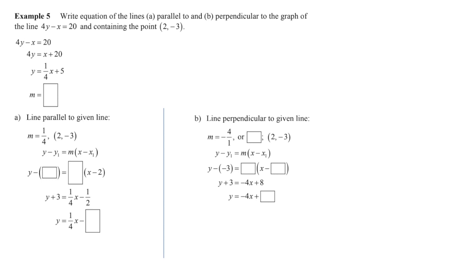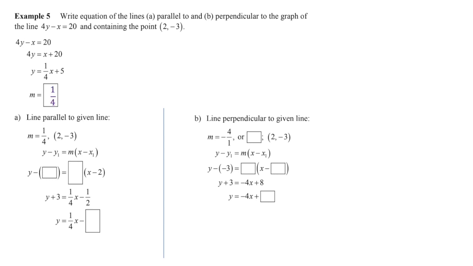Let's write the equation of lines that are parallel to, perpendicular to the graph of the line 4y minus x is 20, but yet contains the point 2, negative 3. Just like previous pieces, in order to do this, we're going to need to first determine what is our slope. So to determine the slope, again, we're going to solve for y.